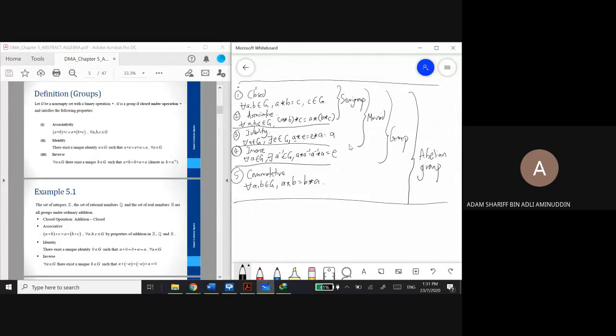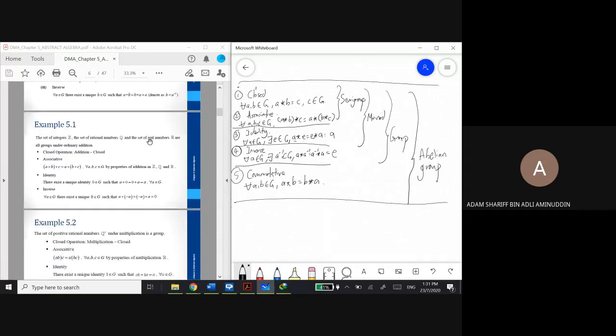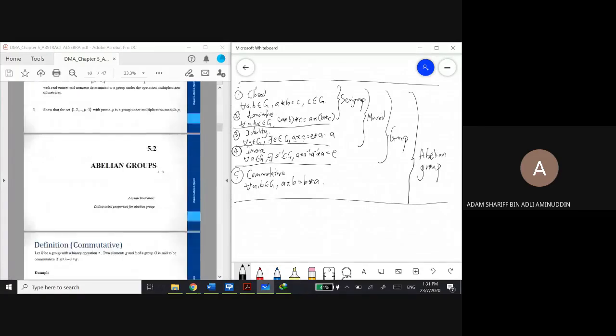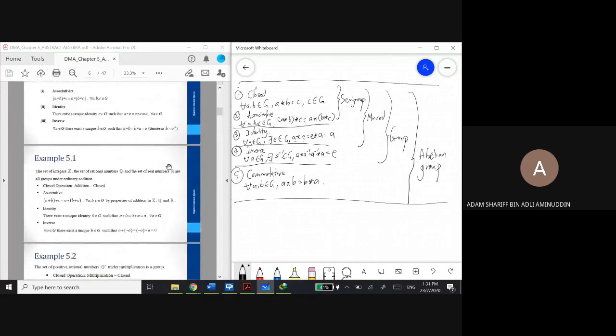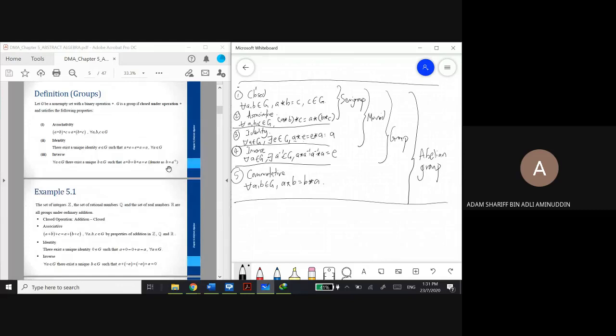Before I proceed, for the examples, because Dr. Sham's slide here, the example is not that friendly, I will use a simpler example first.